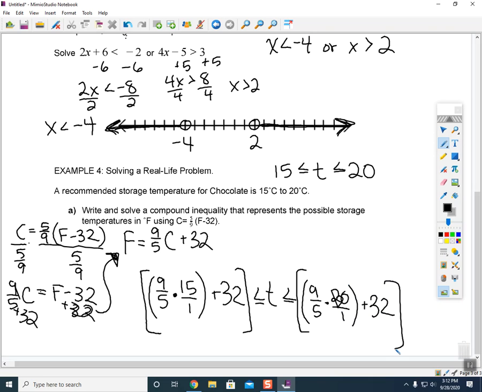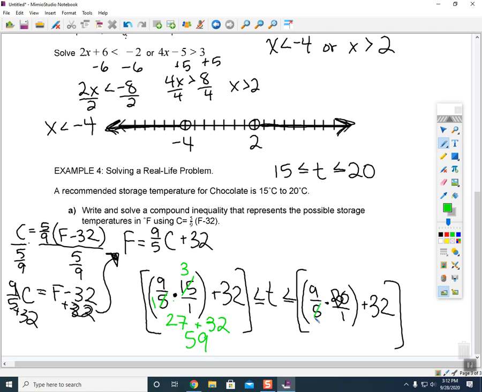Okay, so now I just need to simplify, and this should be pretty straightforward. So I'm going to cross simplify here. 5 goes into 5 once. 5 goes into 15 3 times. 9 times 3 is 27. So in here I've got 27 plus 32. When I add those two things together, I get 59.